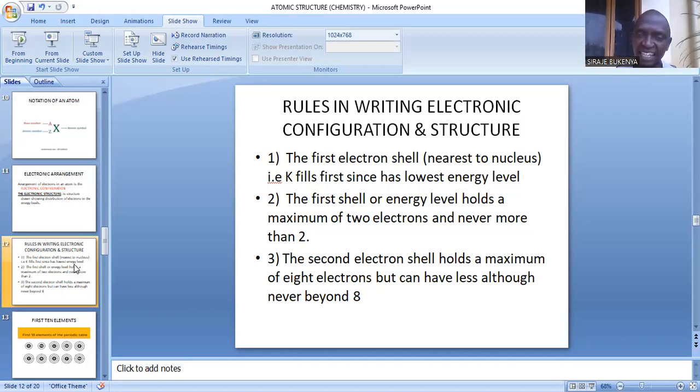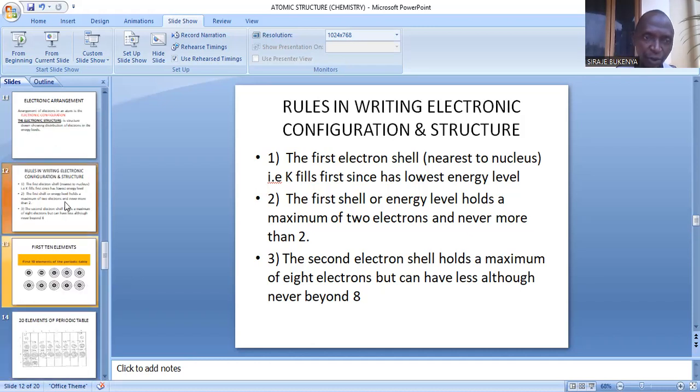And then the second energy level, which we talked about as now the L, can carry a maximum of 8. These ones are outer shells. Even L, M, all those ones will carry a maximum of 8. They can't exceed 8, though they can have less than 8. But when they fill up the 8, we call that one the octet.